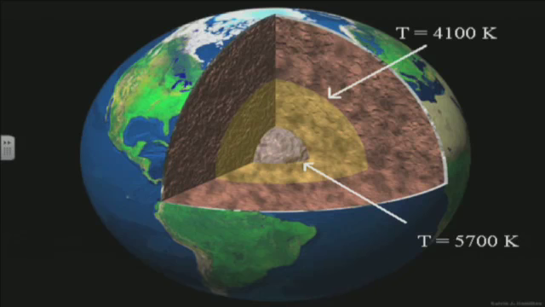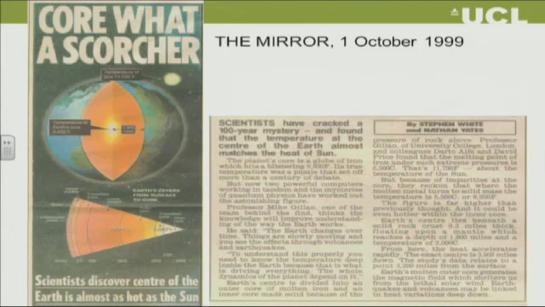Now, this work has been going on for quite a long time, and what I'm going to show you now is a headline from the Daily Mirror after one of the earlier papers was published in the journal Nature in the late 1990s. And they were greatly taken by these predictions as to the temperatures of around 5,000 degrees, which are the same temperatures, I think, as the surface of the sun. And so they came up with this wonderful headline, Core Water Scorcher. So I would say that was the Mirror, October 1990.